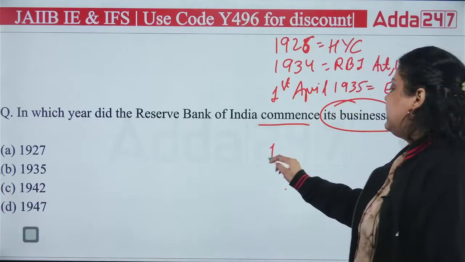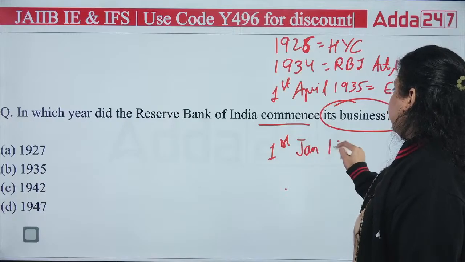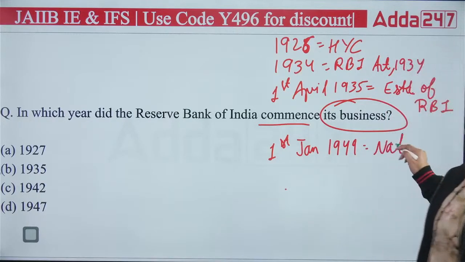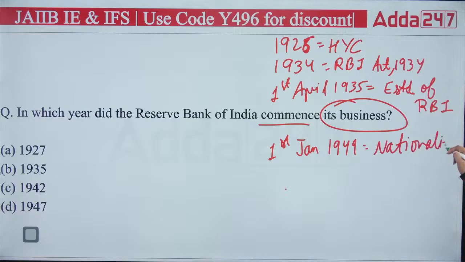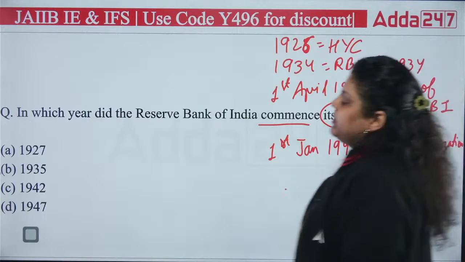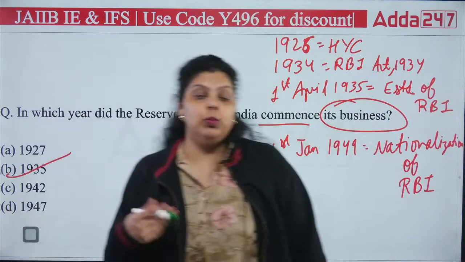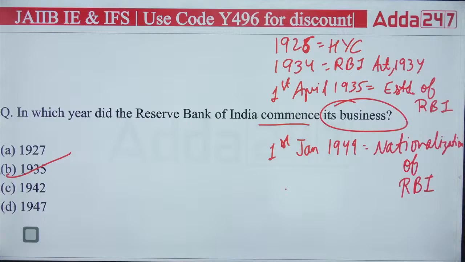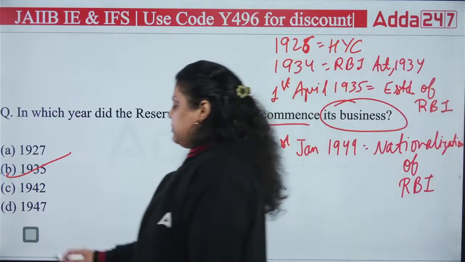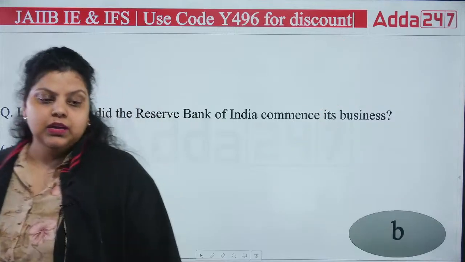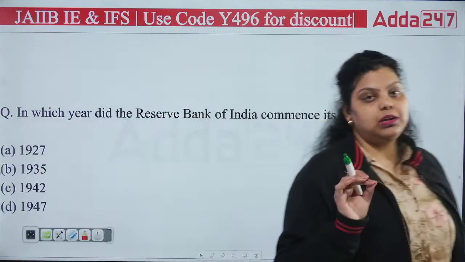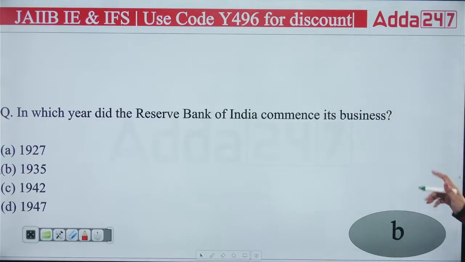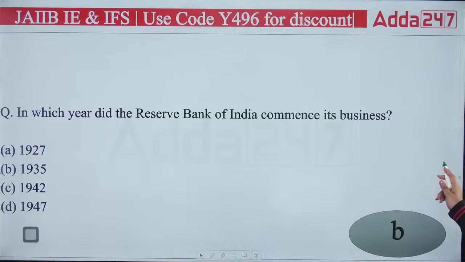But on 1st of January 1949, the nationalization of Reserve Bank of India was done. Clear? So the right answer here will be 1935, because it's talking about when RBI started its business. RBI was established on 1st April 1935 and it started its working in 1935. And the Hilton Young Commission recommended forming RBI. This Hilton Young Commission is also known as the Royal Commission on Indian Currency. Both names are the same.